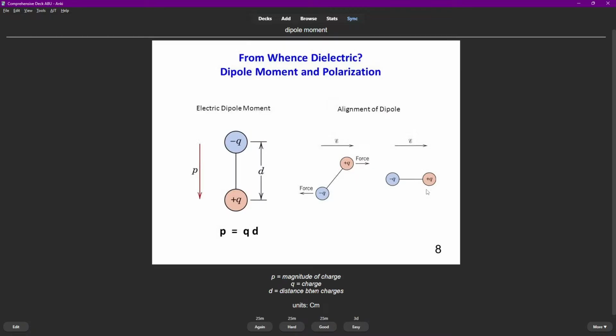A dipole moment. Dipole is P equals Q times D. I do not know that one as well, so I'm going to star this one. P equals Q times D. So if you think about it, it's similar to torque, as torque is rotation. So you can think of dipole moment as Q being the force, and then D is the distance.